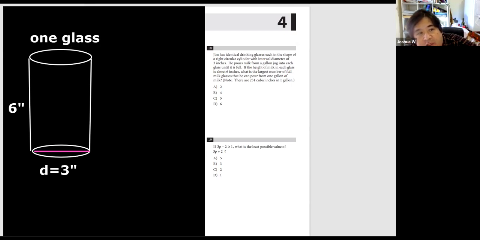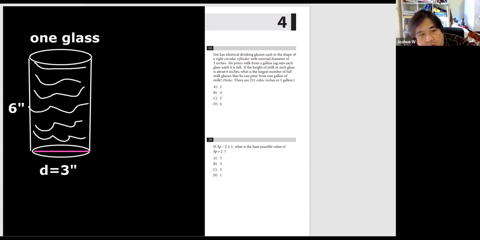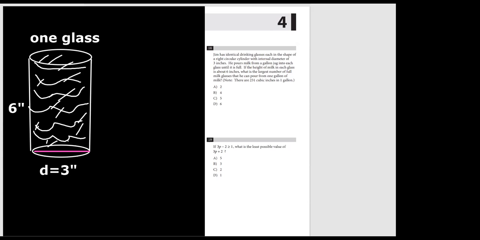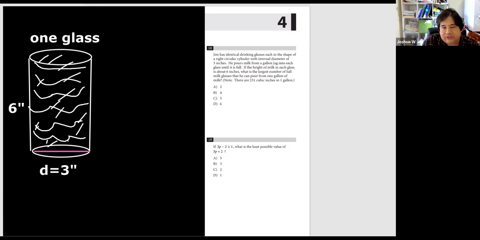So how would you solve this problem if we were to fill it all the way to the top with milk? How will we find the volume of milk in 1 glass, and then our supply of 1 gallon of milk? Do you have the SAT formula sheet? The formulas should have been provided to you on the first page.